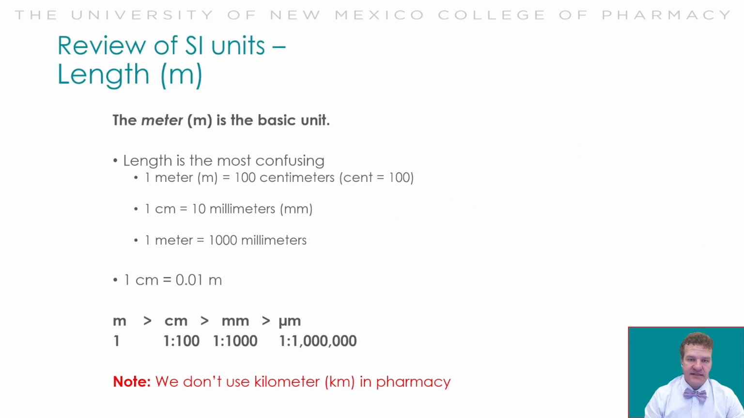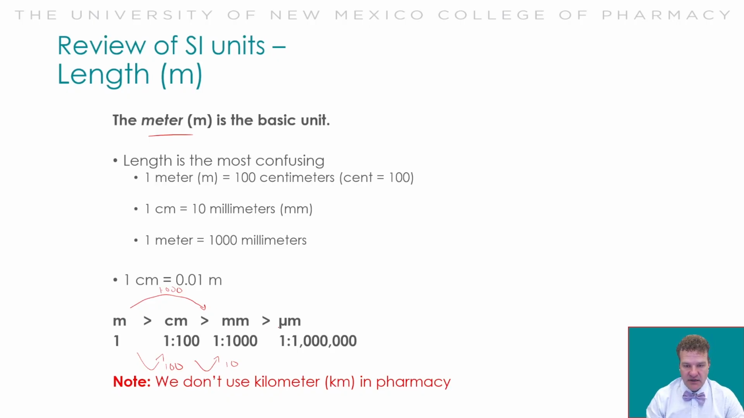All right, next up is length. The basic unit of length is the meter, and I think length is the most confusing. The reason is again, meter to millimeter is 1,000. But then we have centimeter and millimeter, and this movement is 100, and this movement is 10. So going from meter to centimeter is 100, centimeter to millimeter is 10, and if we go from meter straight to millimeter, it's 1,000.